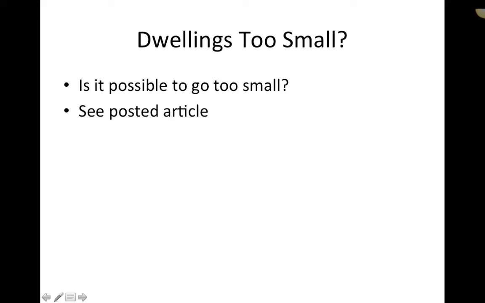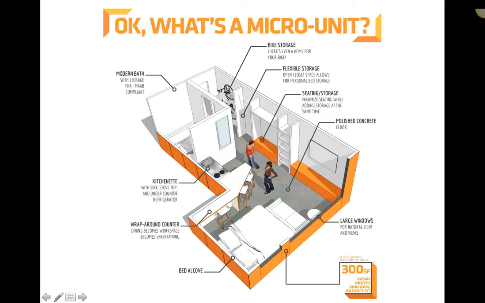Dwellings are getting too small. Is it possible to go too small? I posted an article, but we started with these micro units, right? Like studio apartments. You had apartments, and then you had studios, which was like a big room and a bathroom, but you had a kitchenette. And they started getting a little smaller and went to about 300 square feet, and that's what we call a micro unit. Okay. And this is just a little bit of a schematic floor plan.